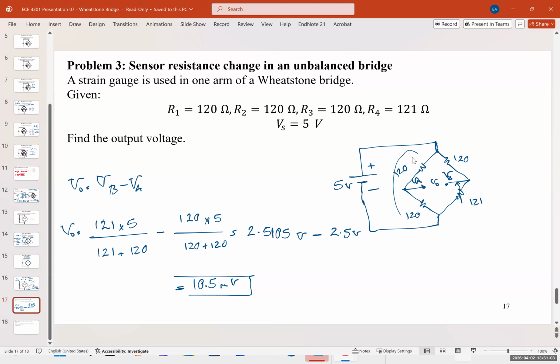No, because this is the total. It's 120. We want to find this voltage, VA. Don't forget about the right part when you do that. It's going to be 120 over the total resistance, 240. That one is going to be 120 over the total, 120 plus 121.